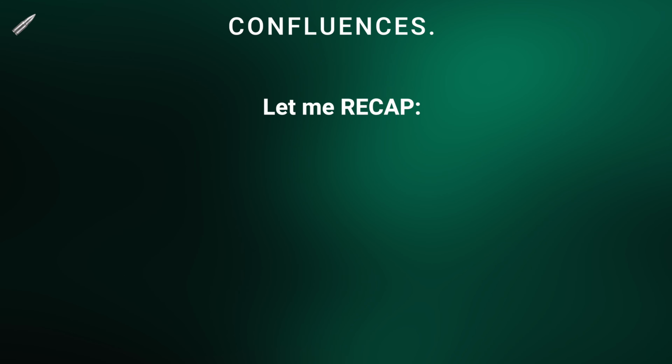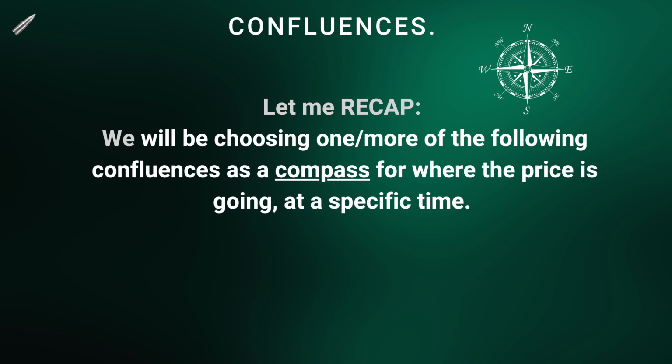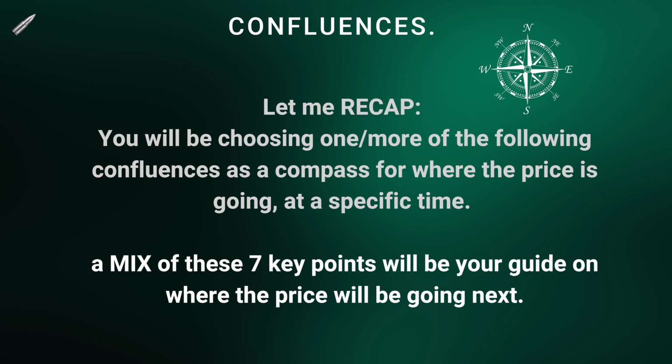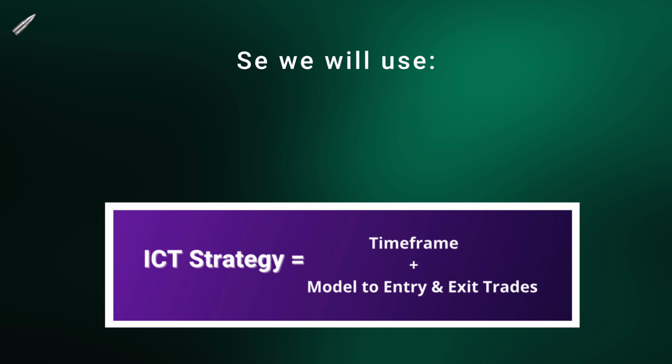Guys, let me recap just quickly. We will be choosing and using one or more of those confluences as a compass for where the price is going to go at a specific time. A mix of these seven key points will be our guide on where the price will be going next. And we have to choose our own. We have to see what makes more sense with the time frame with which we are trading and with our own personality and strategy. So remember, we will combine the time frame or the time of the day and the entry or the exit of those specific trades with the confluences.